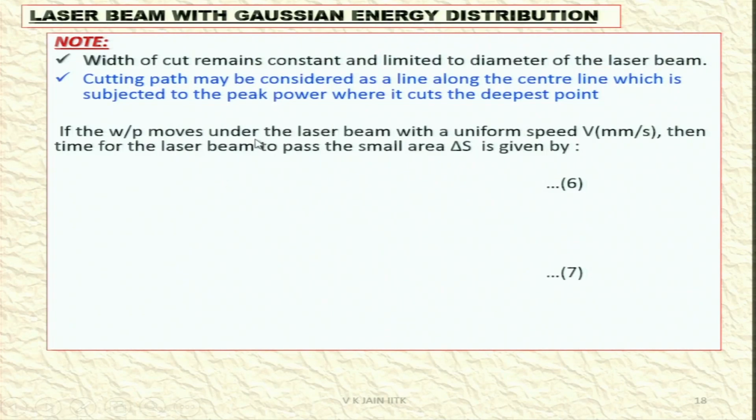If the workpiece moves under the laser beam with a uniform speed v in millimeter per second, then the time for the laser beam to pass the small area delta S is given by delta t equal to delta x over v, because delta y is taken as 0 earlier, so it is moving in the x direction only.